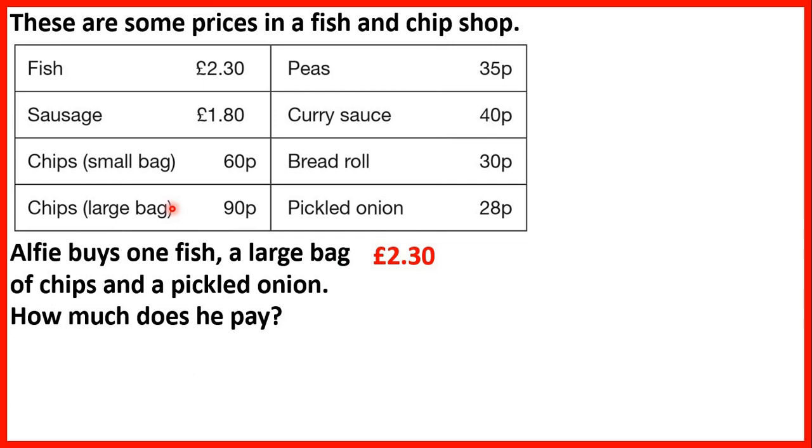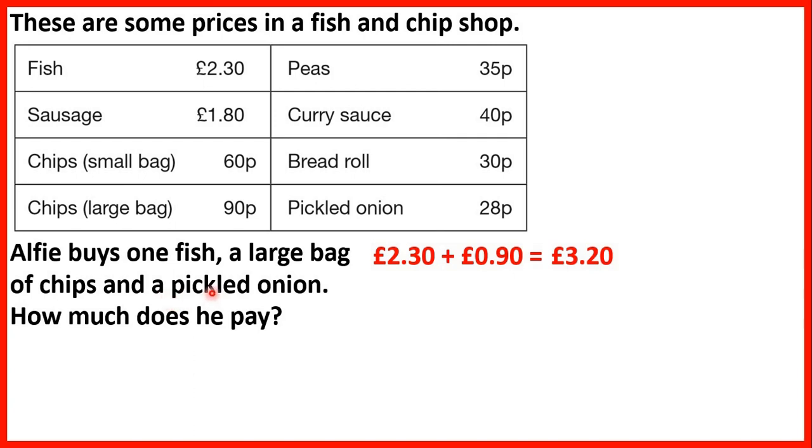A large bag of chips costs 90p, and I'm writing 90 pence like that because it makes it easier to add. £2.30 plus 90 pence is £3.20, because 23 plus 9 is 32, so we can work this out mentally without needing to use column addition.